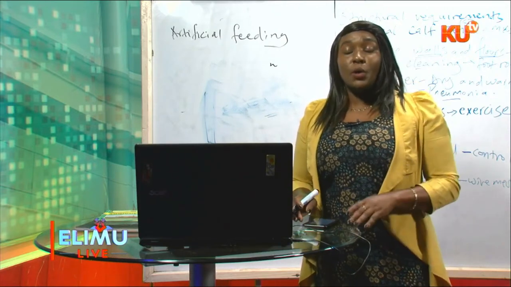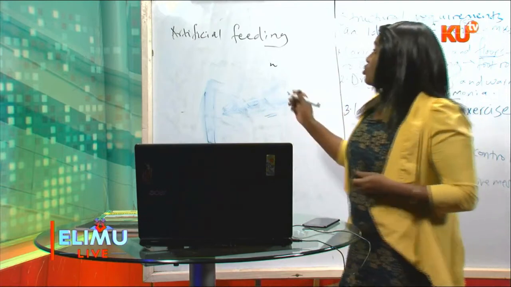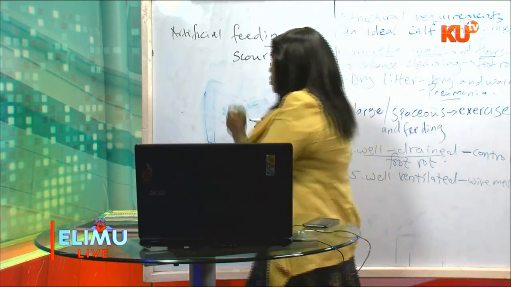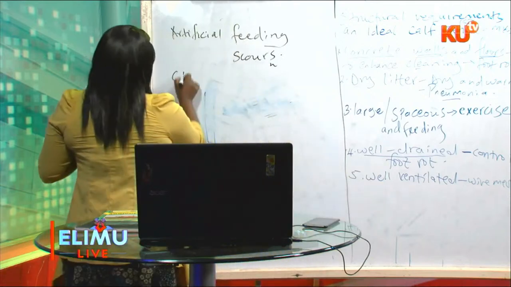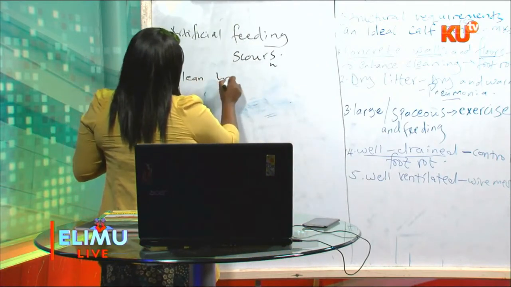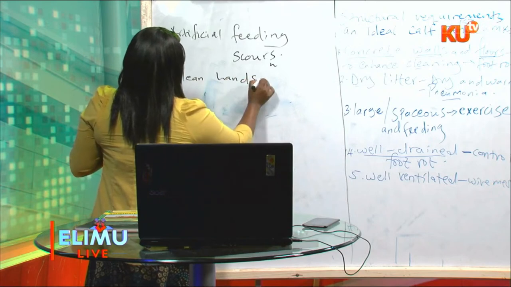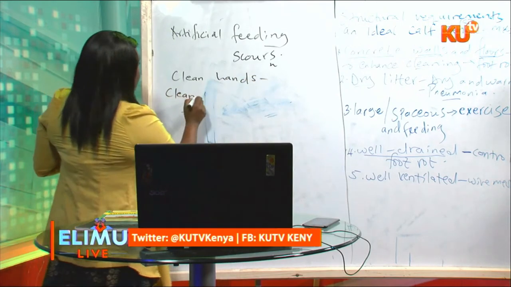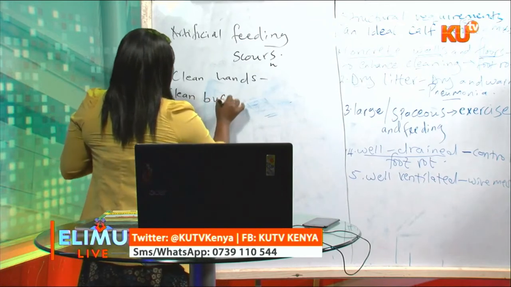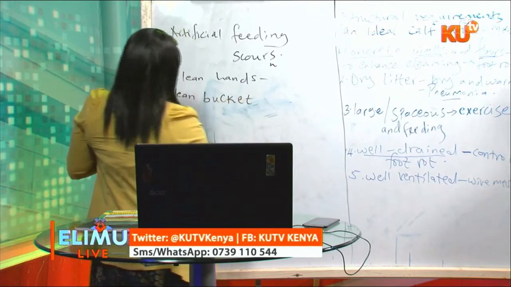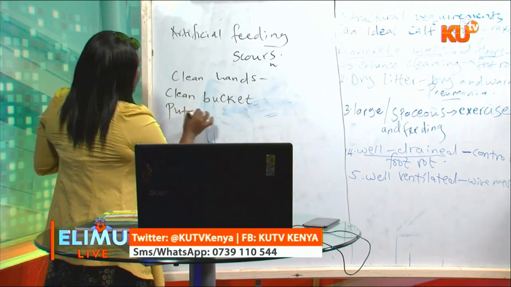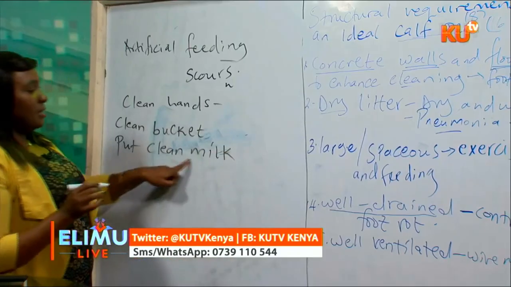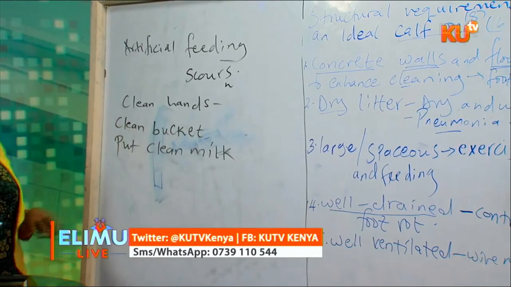You ensure that there is a high level of cleanliness when you're dealing with these calves, because lack of cleanliness leads to scours. So we have said you clean your hands. Clean hands. We have said you clean buckets. Clean the buckets. Put clean milk, of course, in the clean bucket.